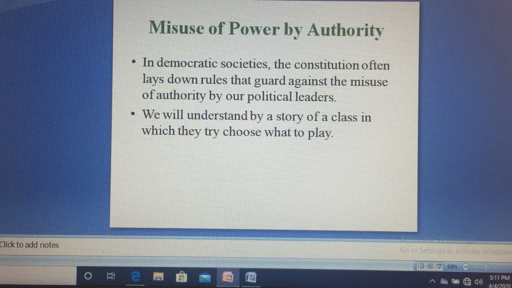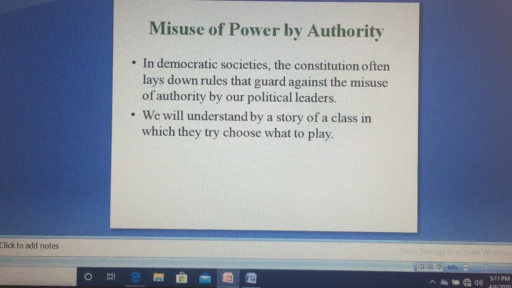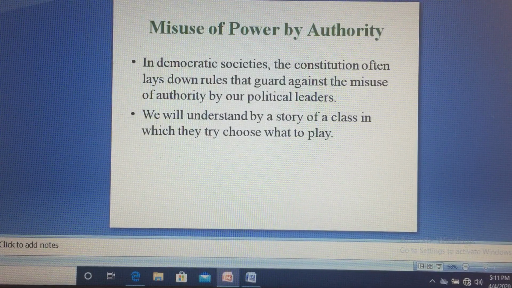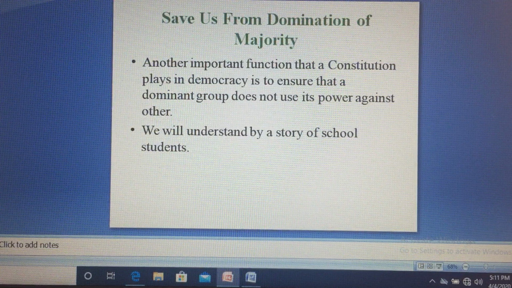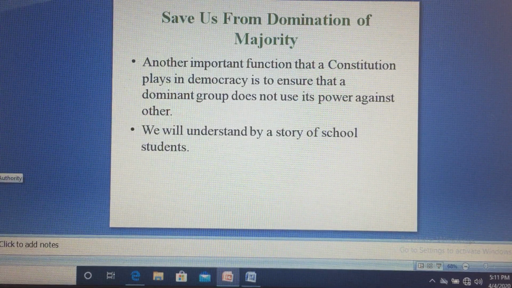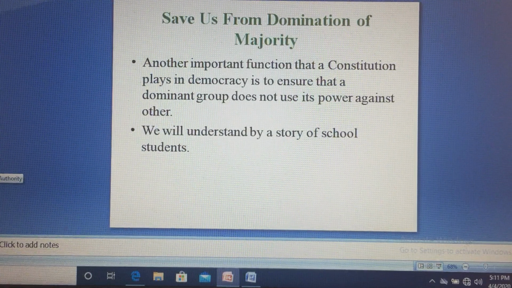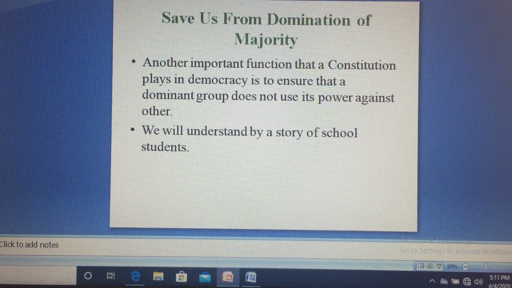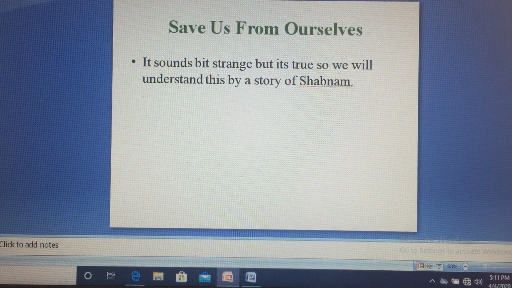if our chosen leader misuses the power, and how the constitution safeguards us from misuse of authority, as well as the power of domination of the majority. How the constitution lays all the principles for saving us from the majority, and how the constitution helps us to save ourselves from ourselves as well. We discussed all these things.